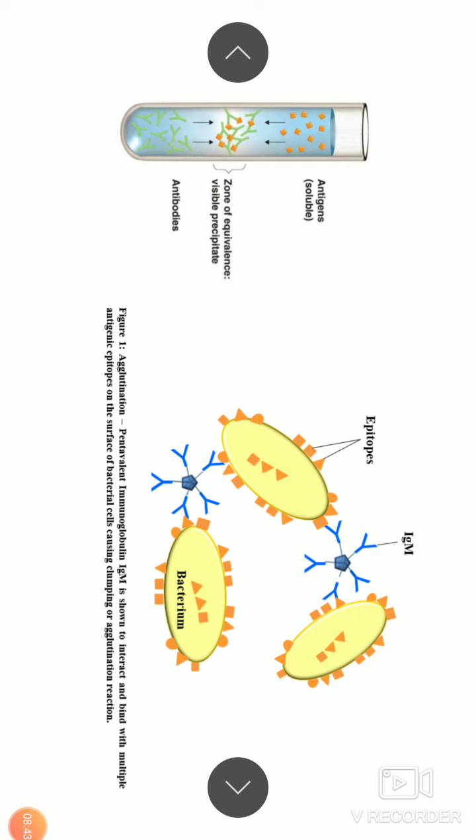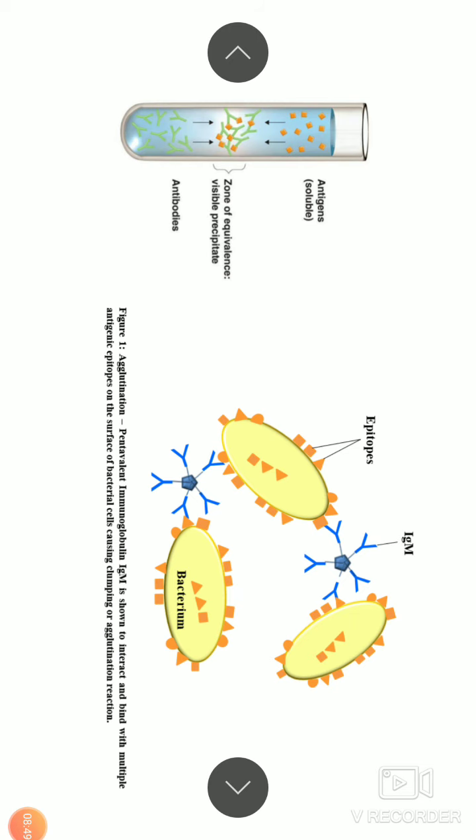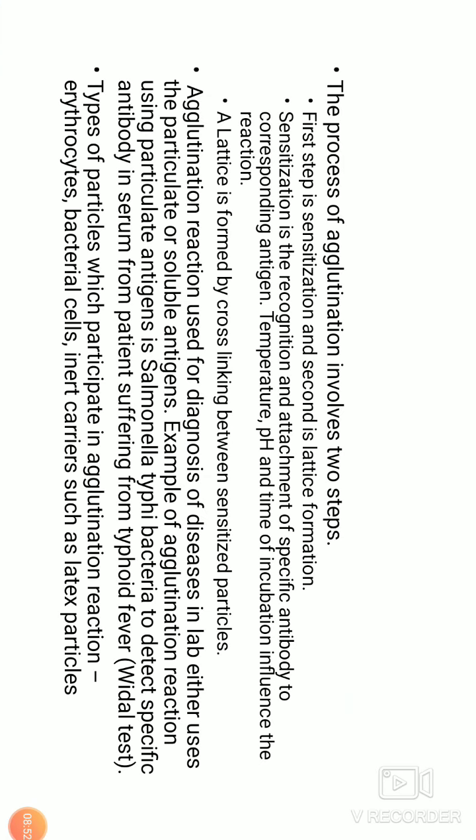Agglutination reactions used for diagnosis of diseases in the lab use either particulate or soluble antigen. If it is particulate, for example in the typhoid Widal test, Salmonella typhi bacteria are used to detect a specific antibody in the serum of the patient suffering from typhoid fever. So that is agglutination. Types of particles which participate in agglutination reactions are erythrocytes, bacterial cells, and inert carriers such as latex particles.